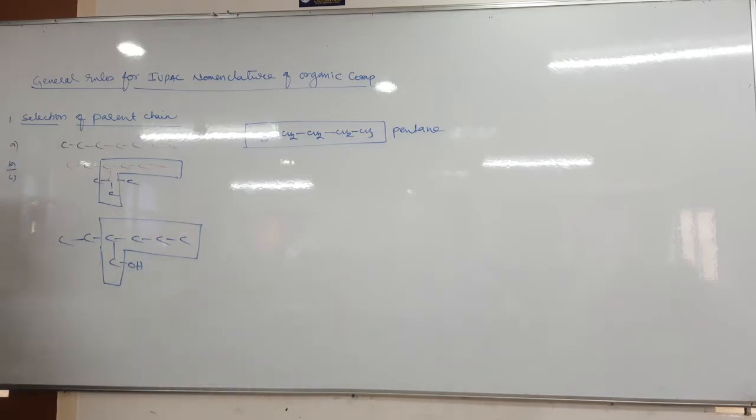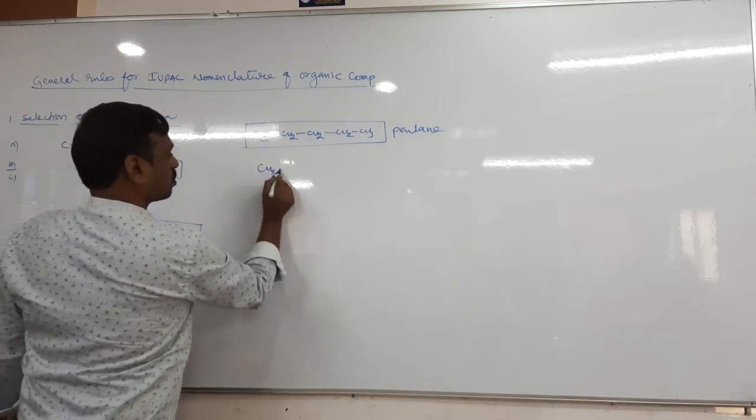Next, B. If the substituents are present, if two or more chains contain them, select the parent chain having the maximum number of substituents.